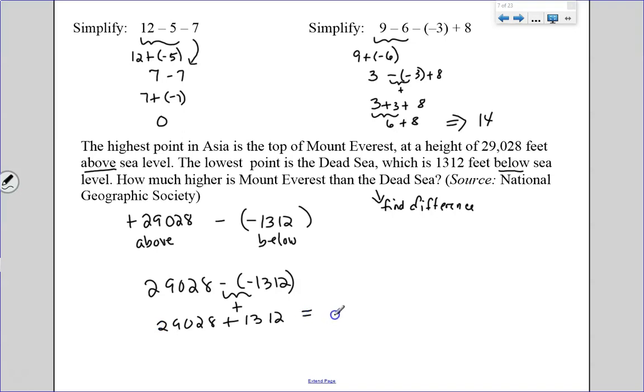And we want to add those, and we would get 30,340 feet. So how much higher? It's 30,340 feet higher at the top of the mountain than it is at the lowest point on the Dead Sea.